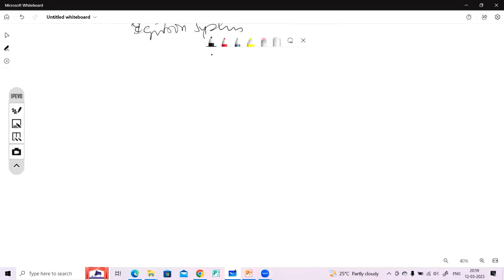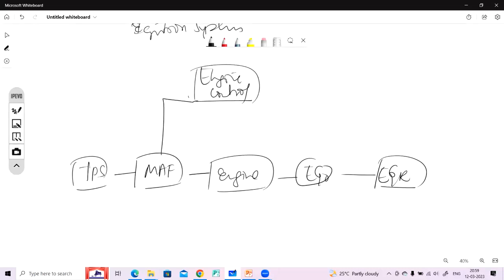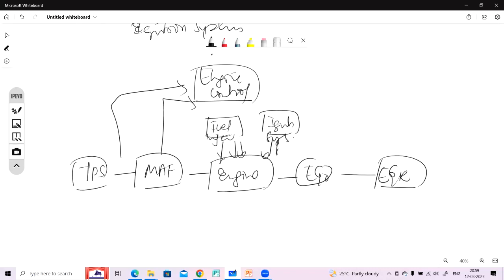So we'll see TPS. It's been added with the MAP, added with the engine, EGO, then easier. Here, engine control. The MAP has been added to this. This is added to this. Then here a fuel injector, an ignition system. So this has all been added to this, and the EGO is being sensed again to this.